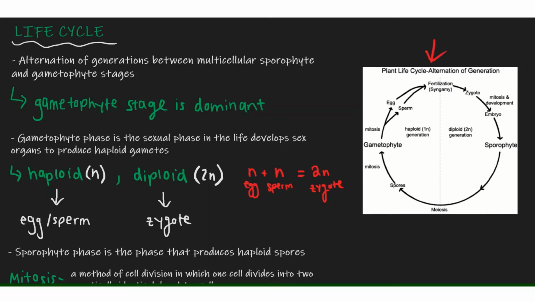Okay, so looking at this image right here, this is the life cycle of an alternation of generations just in a basic plant, which works for our bryophytes. So we have our gametophyte, which is our haploid or 1N, and then we have our sporophyte, which is our diploid or 2N generations. And it's called alternation of generations because, as we can see, we go from the sporophyte to the gametophyte stage, and then we also go from the gametophyte to the sporophyte stage.